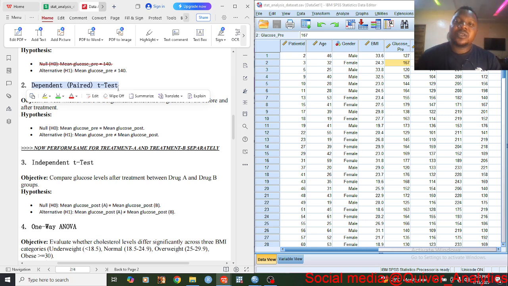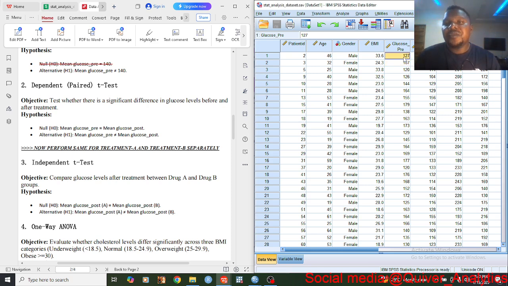All right. So now we want to test if there's a significant difference in glucose levels before and after the treatments. Remember, some of them had drug A, some drug B. However, drug A or B, irrespective. That reminds me, we're going to do something just now.